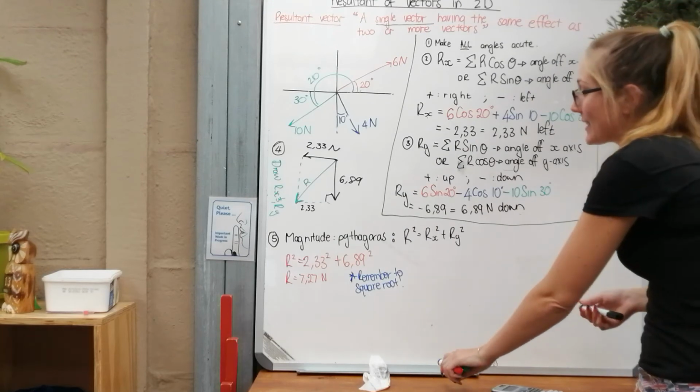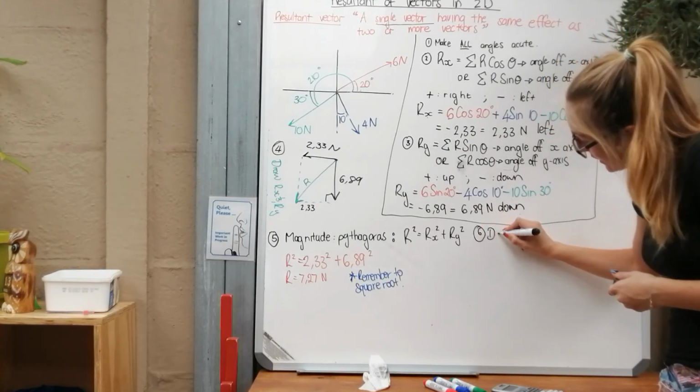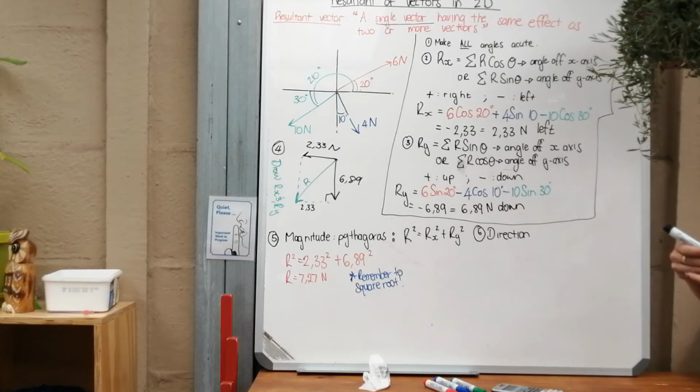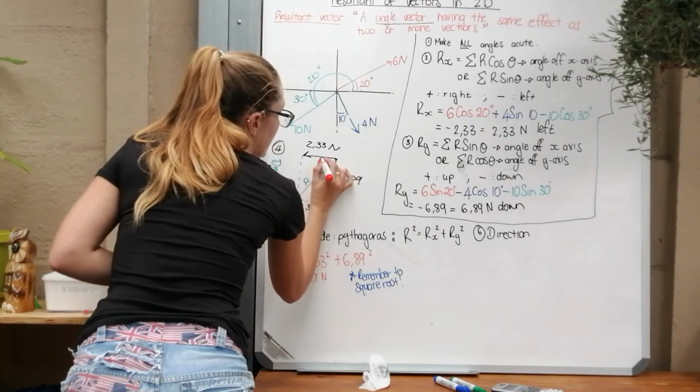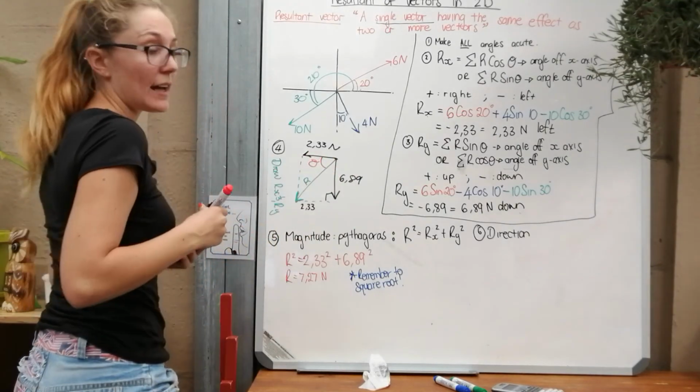Now we need to sort out the direction. Okay, so step 6, direction. In order to determine the direction, we're looking at what angle our resultant vector makes with the x-axis. Okay, so that's this here, the angle that the resultant vector makes with the x-axis. We're looking for that angle theta there.